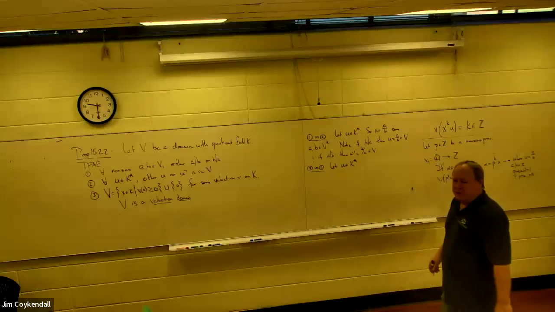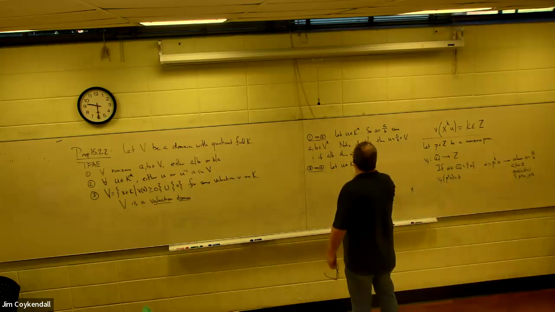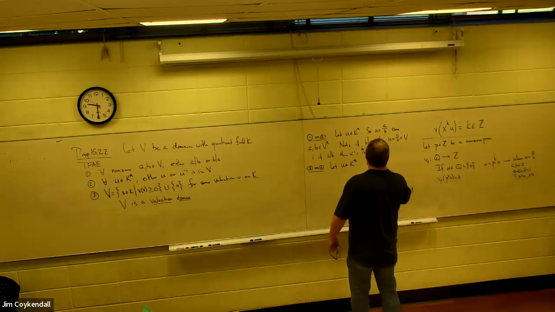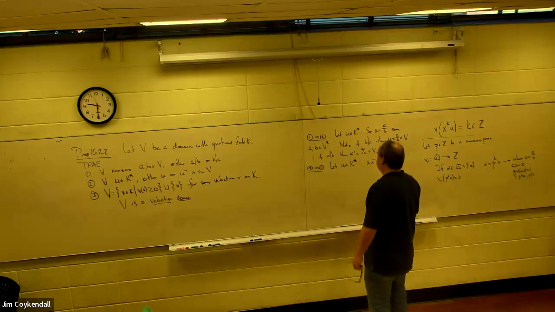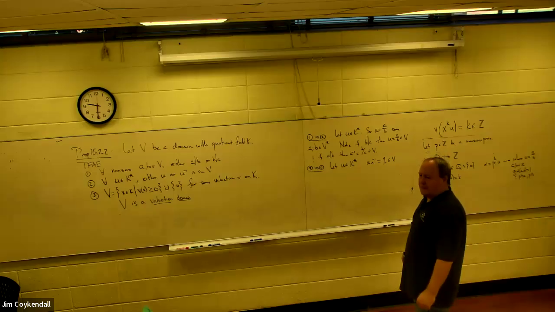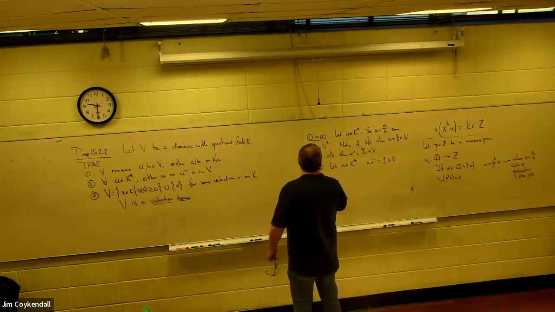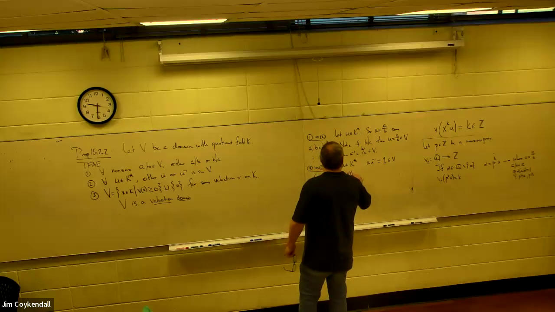Let U be in K star. I want to show you that U or its inverse is in there. Okay. Notice that 1 is in V. Perhaps I should show why that's true. Notice that the valuation of 1 equals the valuation of 1 times 1, which is the valuation of 1 plus the valuation of 1.